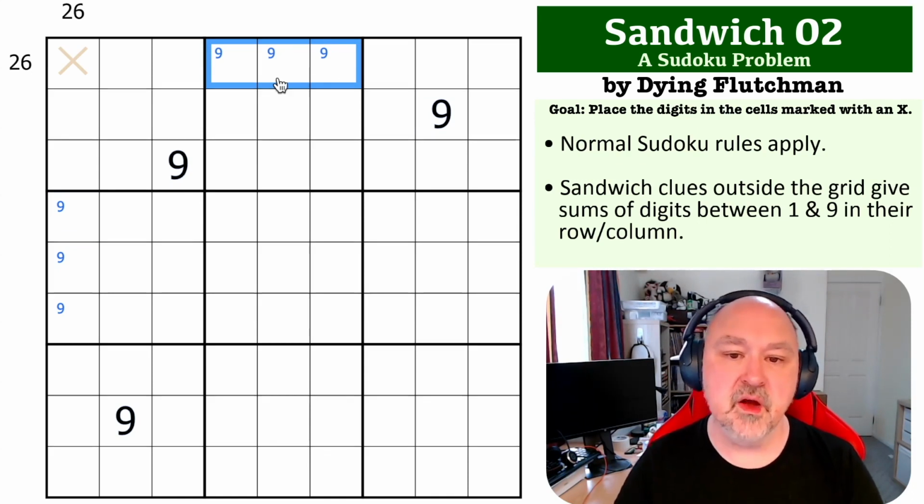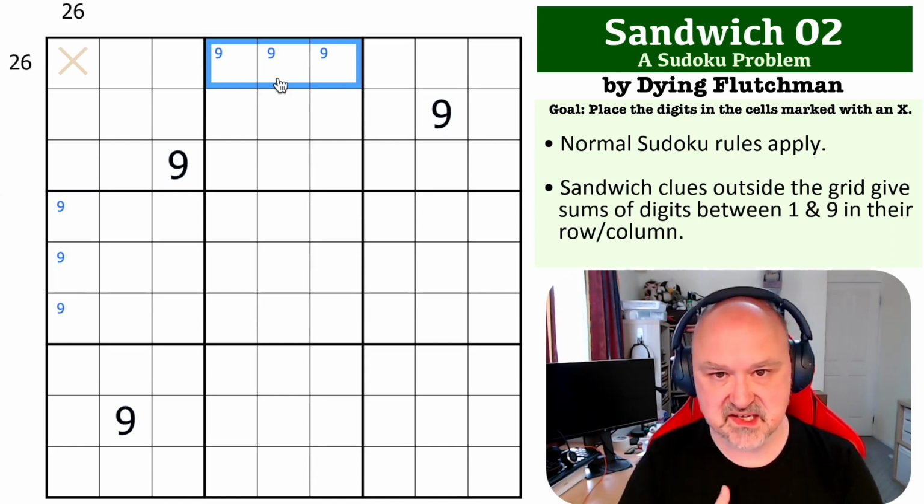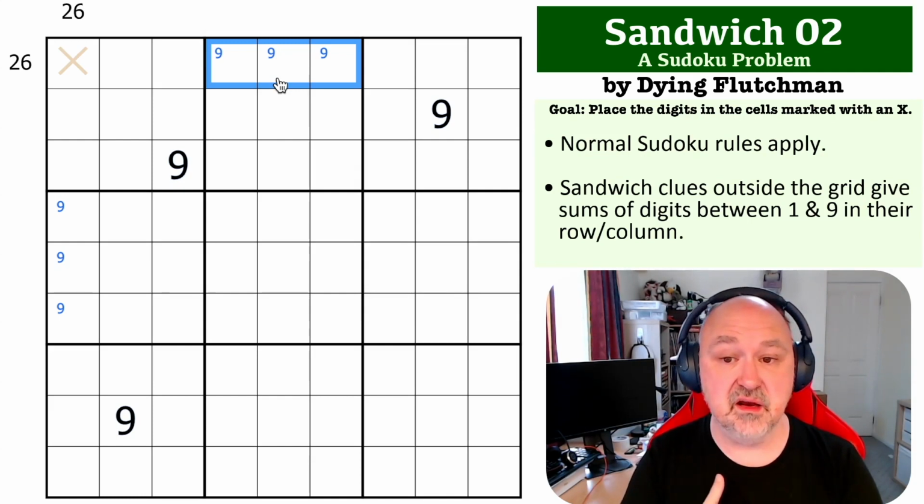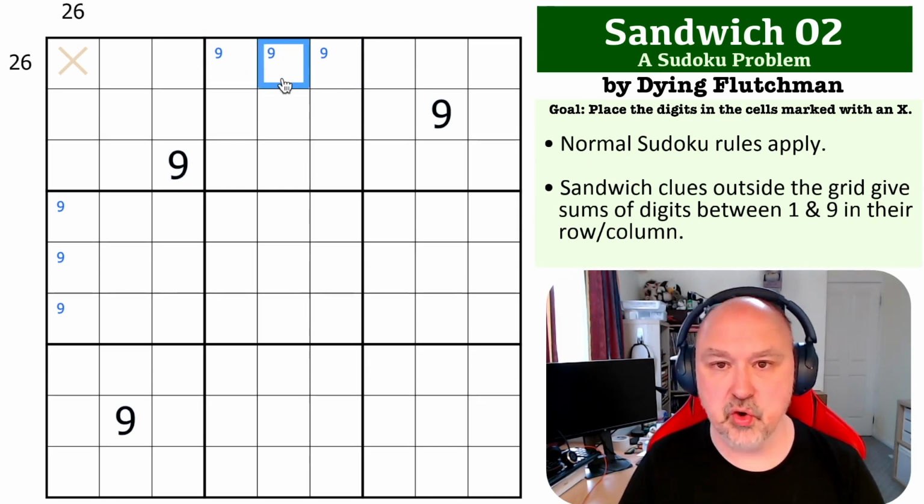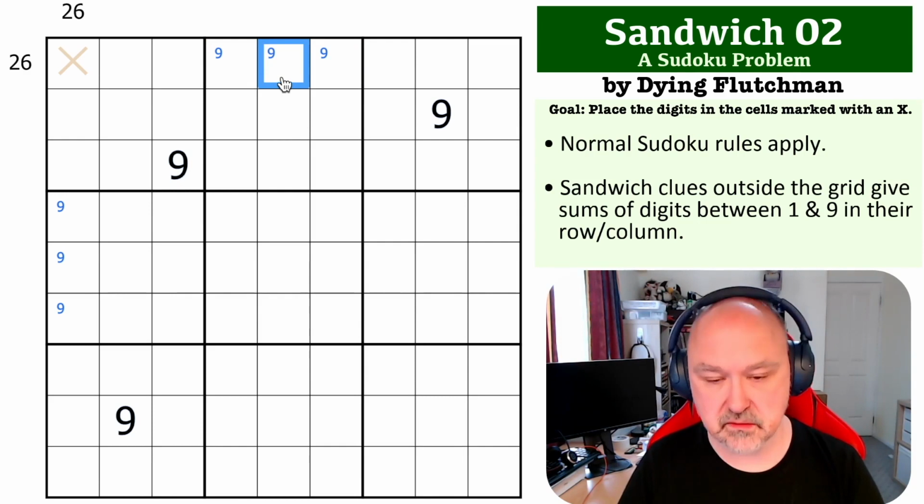So first of all, we can look at the ways of making up 26 in sandwich sums, and there's only four ways of doing it, one of which requires four cells, which is 5, 6, 7, and 8. The others require more than four cells. And it's not going to work if you try and use more than four cells.